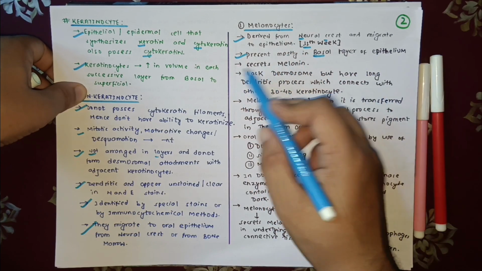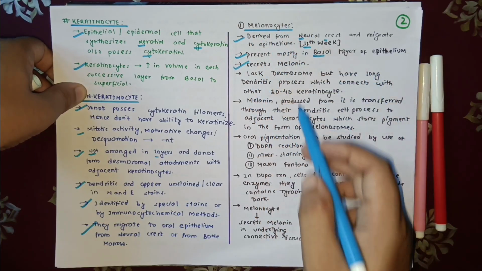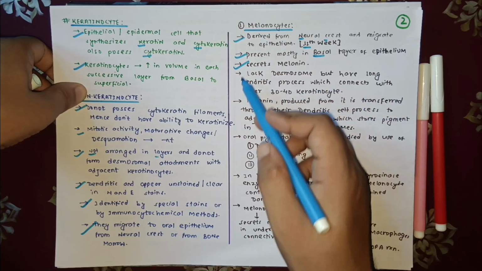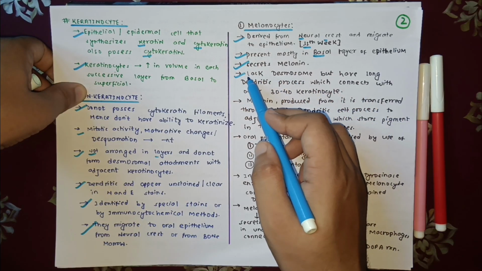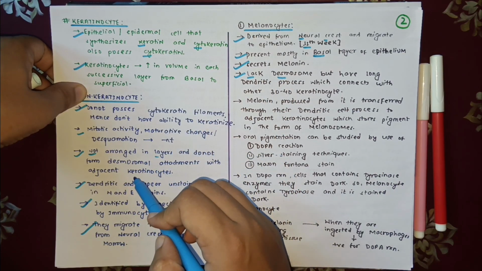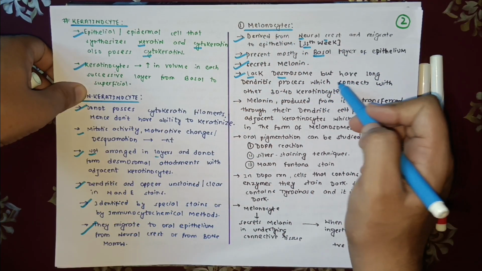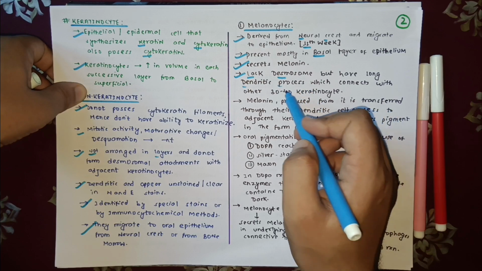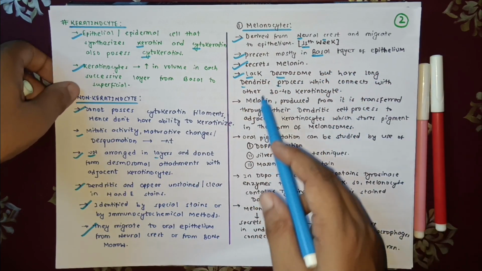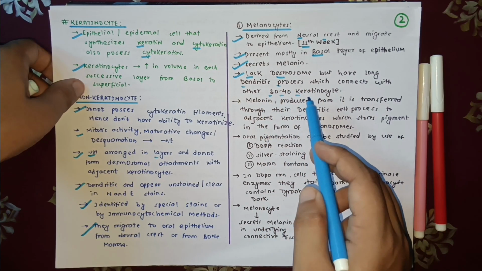After that, they secrete melanin. They lack desmosomes but have long dendritic processes which connect with 30 to 40 other keratinocytes. So they do not have desmosomes, as I have discussed here. There is no cytokeratin, so there are no desmosomes, no desmosomal attachment. Melanocytes do not have desmosomes but have long dendritic processes, which connect with 30 to 40 keratinocytes.